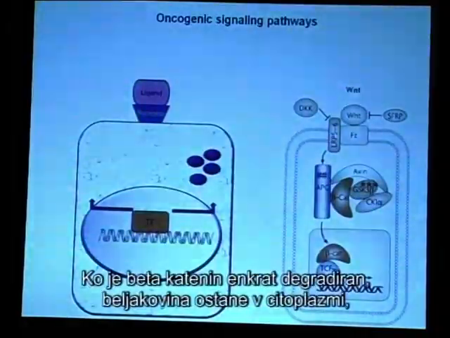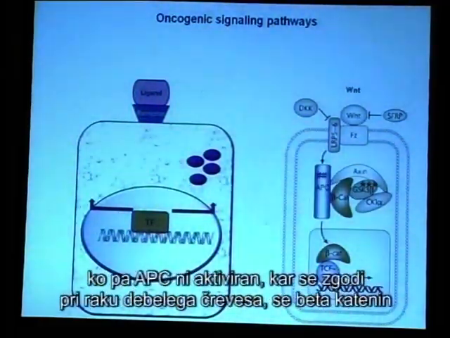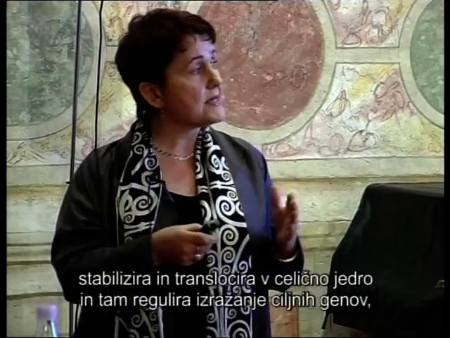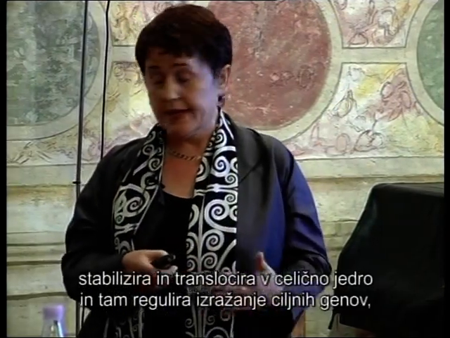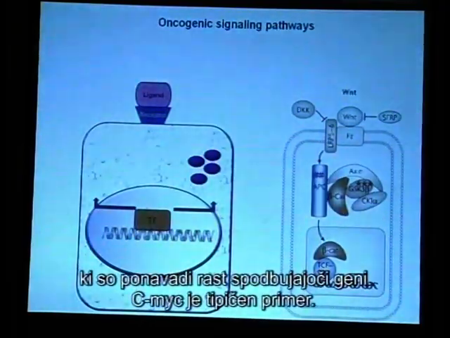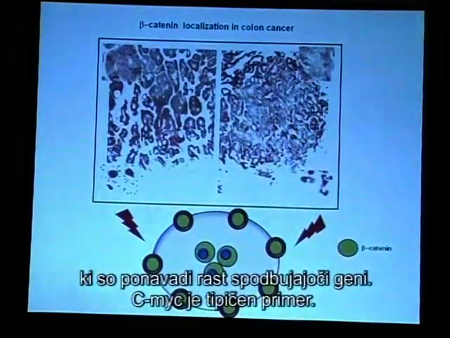When it's degraded, beta-catenin protein stays in the cytoplasm. But when the APC is inactivated, which happens in colon cancer, beta-catenin is stabilized. It's translocated to the nucleus and regulates the expression of target genes, which are usually growth-promoting genes. c-Myc is a typical example.